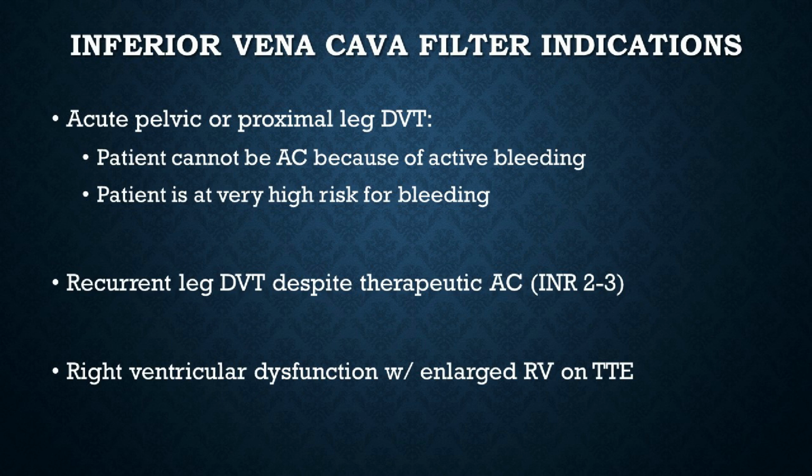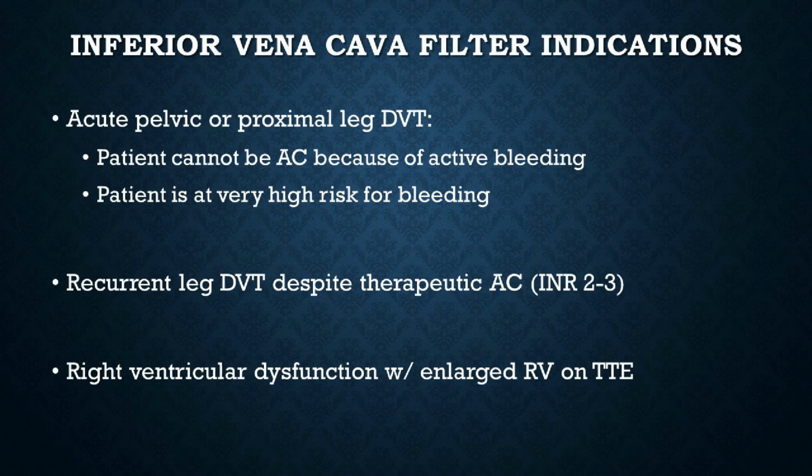So if they haven't reached the therapeutic anticoagulation, you either increase the dose of the current medications, or you keep the same dose but make sure that the patient is actually taking the prescribed medications like the heparins. And if the patient has reached therapeutic anticoagulation and despite that is having recurrent leg DVTs, then you're gonna choose as the right choice inferior vena cava filter.